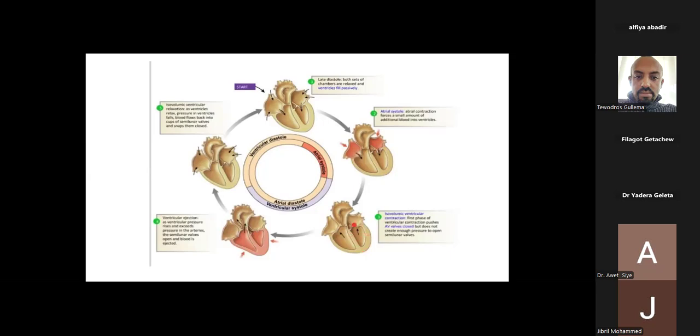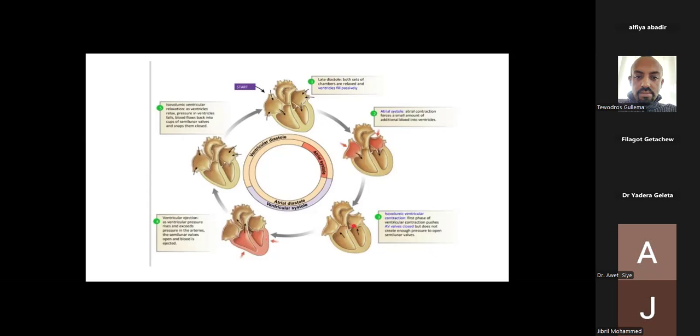In this condition, the pressure in the great arteries, that means the aorta on the left side and the pulmonary artery on the right side, is greater than in the ventricle. After the ventricle undergoes isovolumic contraction, pressure builds up, enough to open the semilunar valves, that's the aortic and pulmonary valves. After that, the ejection phase of the ventricle will start.